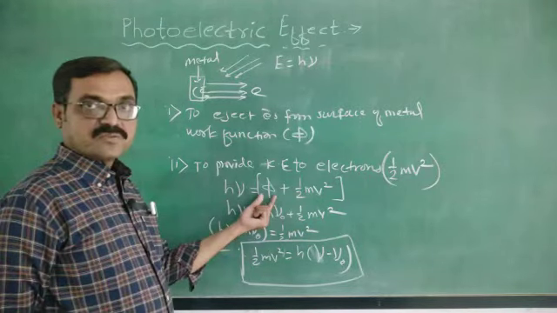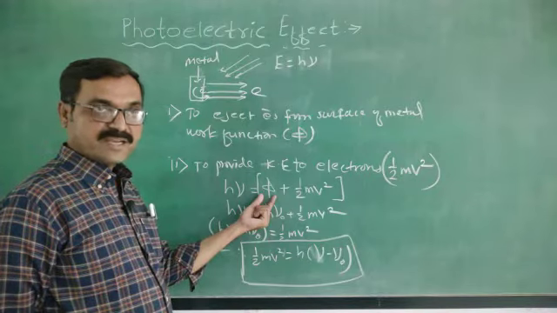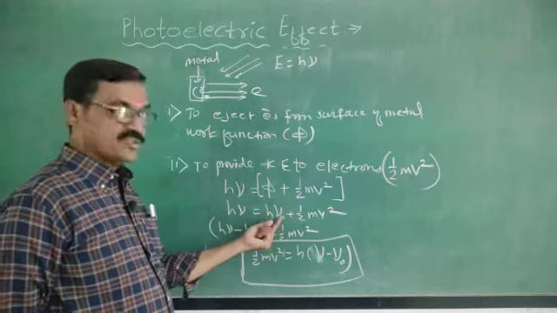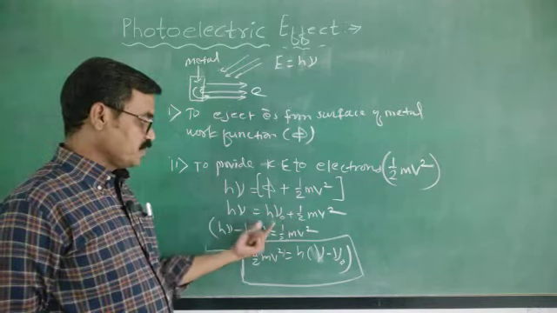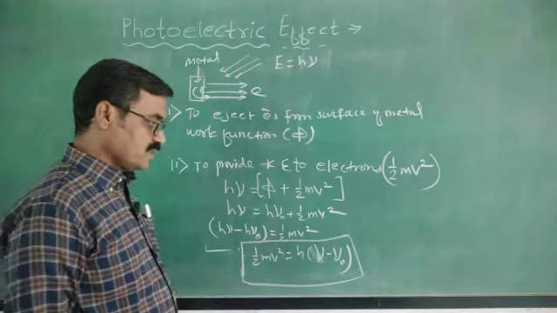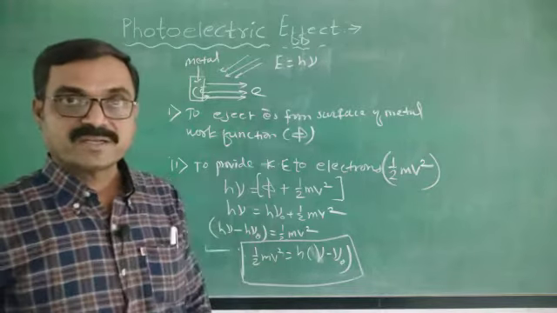But this work function is the amount of energy required to eject the electrons from the metal surface, and this is phi equals to h nu 0, where h is Planck's constant, nu 0 is the threshold frequency. Put here that there is a derivation half mv square is equals to h into nu minus nu 0. This is photoelectric effect.